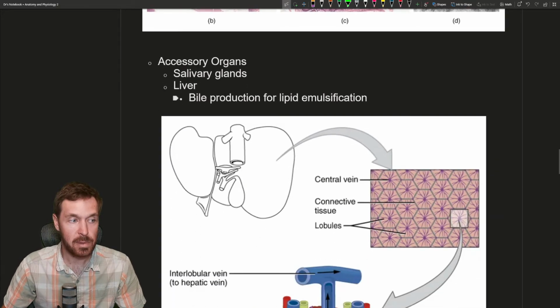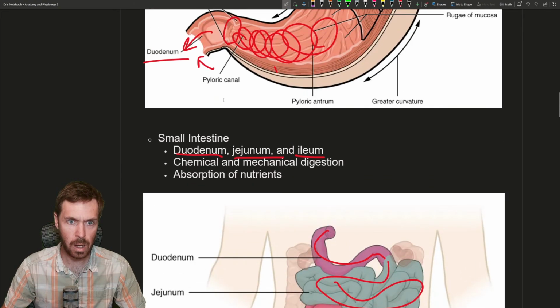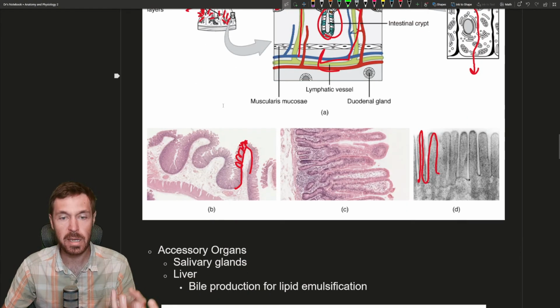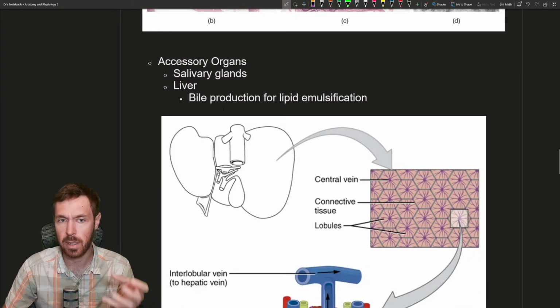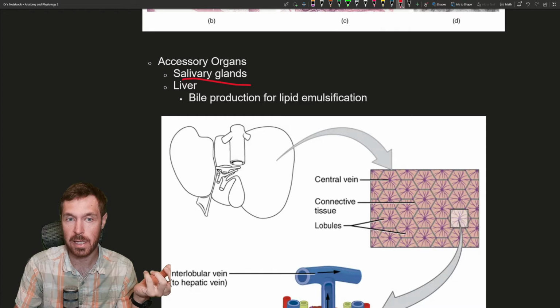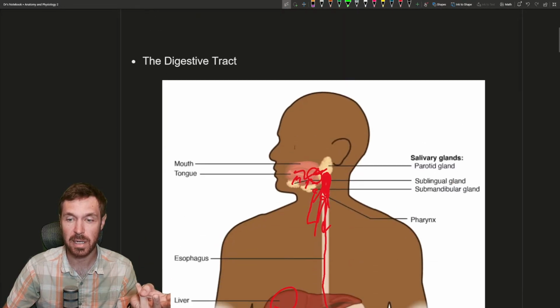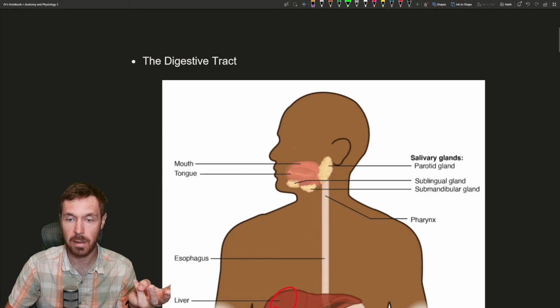And then I hinted that some of these are also the accessory organs that feed into the small intestine. So I included them here, not only the small intestine, but also here. You've got the salivary glands that we talked about at the beginning. There are 3 main salivary glands, which are labeled here. The big one up here is the parotid gland, and then there's the sublingual gland and submandibular gland.